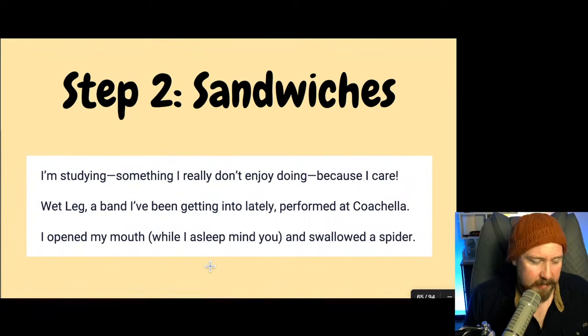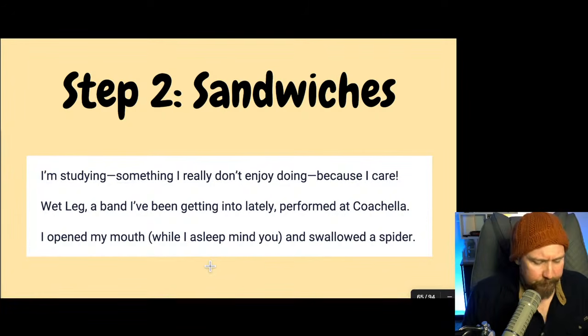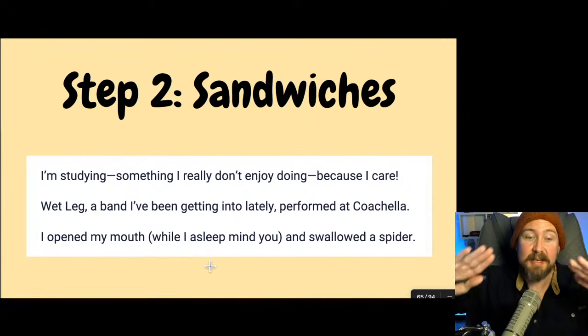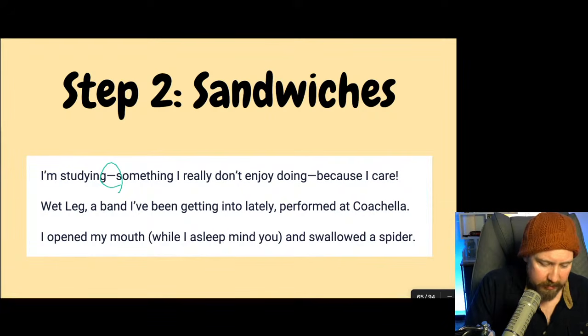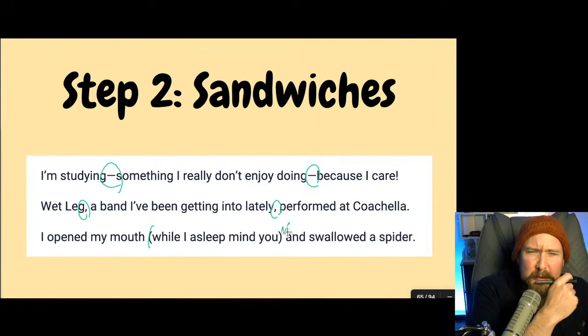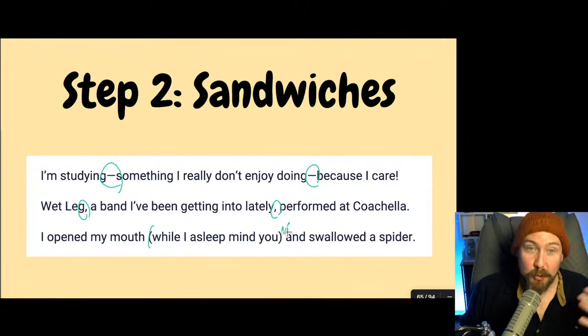Step 2 is to consider sandwiches. I'm so sorry if I'm making you hungry. What do I mean by sandwiches? I mean phrases that we can eliminate from a sentence that are sandwiched by either 2 dashes, 2 commas, or a pair of parentheses. So these are the 3 sandwich situations that you're going to run into.